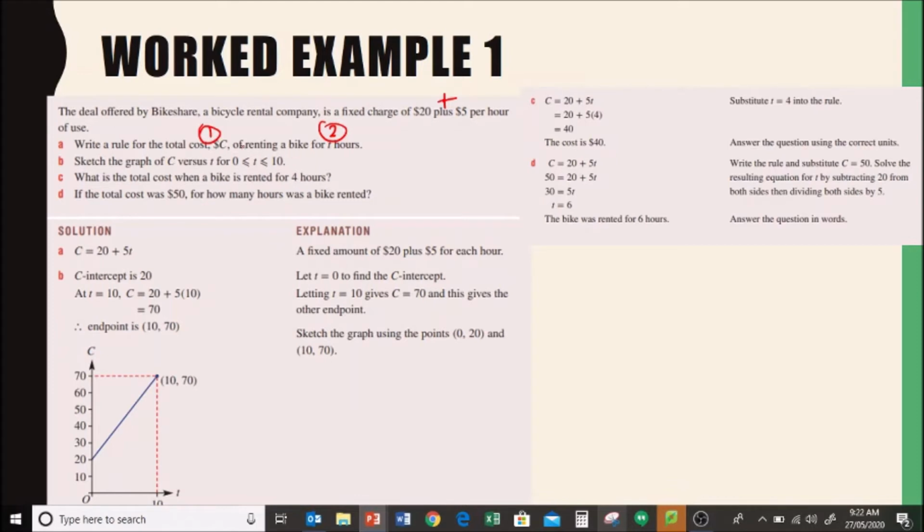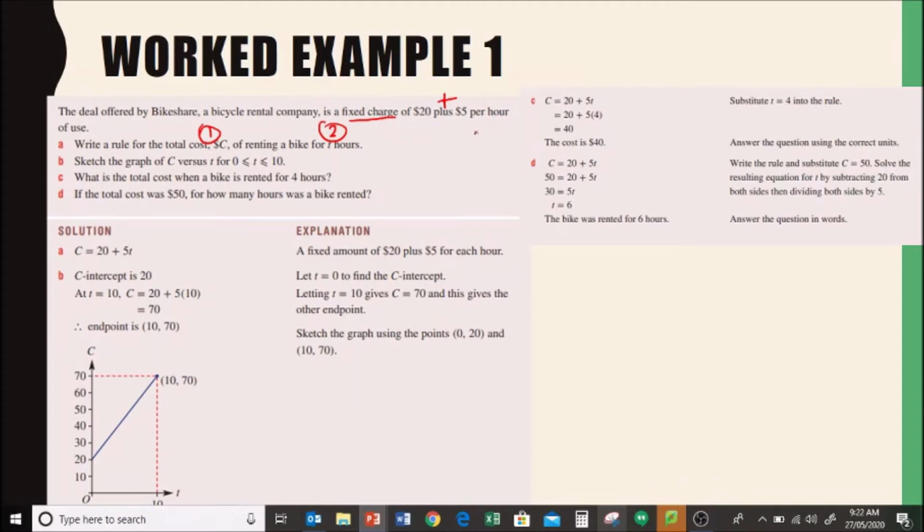So how do you write a rule? By looking at the question, it says that you start at $20, fixed charge means you start. So, if I start today, it's $20. Tomorrow, it's $20. You don't start at 0, you start at 20. That's what fixed charge would mean. Plus the $5 every hour.